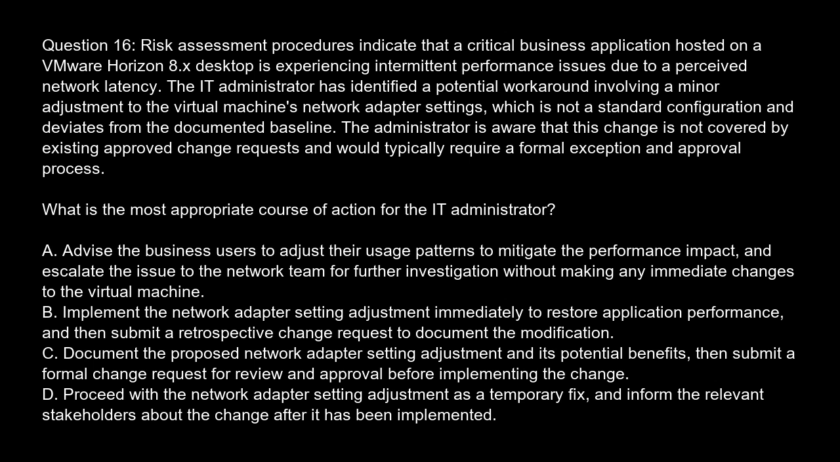Option A. Advise the business users to adjust their usage patterns to mitigate the performance impact and escalate the issue to the network team for further investigation without making any immediate changes to the virtual machine. Option B. Implement the network adapter setting adjustment immediately to restore application performance and then submit a retrospective change request to document the modification. Option C. Document the proposed network adapter setting adjustment and its potential benefits, then submit a formal change request for review and approval before implementing the change. Option D. Proceed with the network adapter setting adjustment as a temporary fix and inform the relevant stakeholders about the change after it has been implemented.